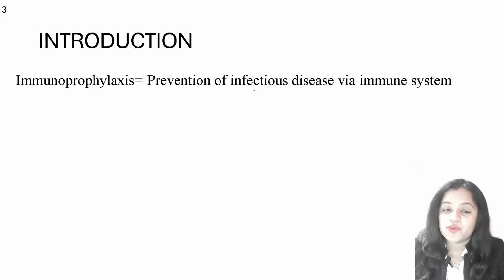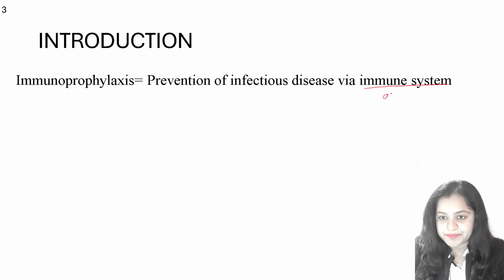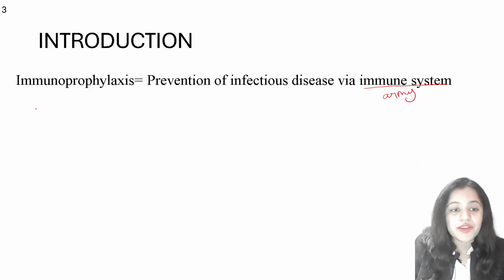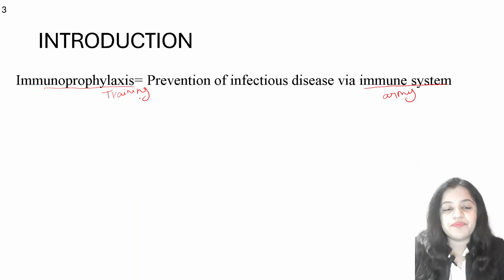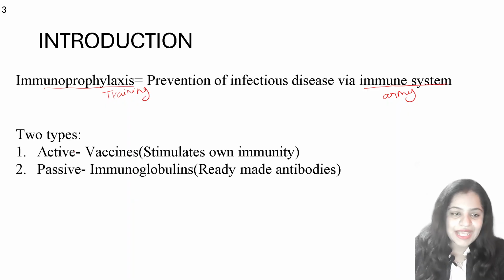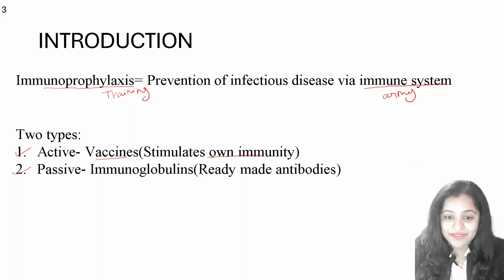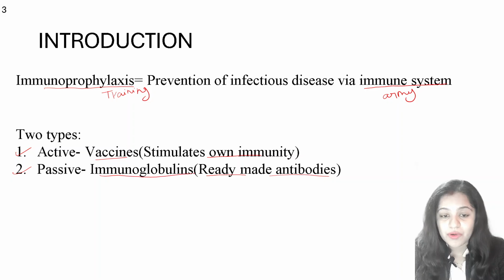What is immunoprophylaxis? It is prevention of infectious disease via immune system. If your immune system is an army, right? Your immunoprophylaxis can be considered as a training drill. Okay. Now, how do you train your army? You train your army in two ways. Either actively by stimulating own immunity, that is by vaccine. Second, passively by giving ready-made antibodies in the form of immunoglobulins.